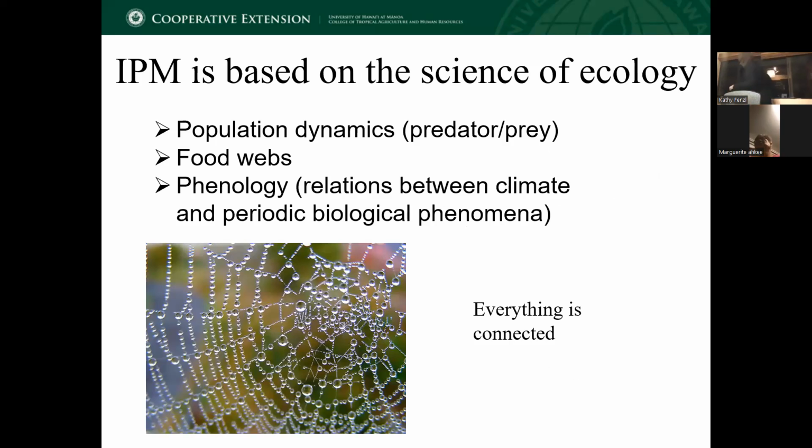This is a system based on ecology, so it requires a lot of knowledge on the part of the producer, the gardener or farmer, to understand population dynamics, things like predator-prey relations, the food webs, and the phenology, which are the relations between climate and periodic biological phenomena. Everything is connected. So some of what we discussed with avocado, about thinking about timing of flowering, timing of leaf flushes, when you might want to spray or do those other interventions.